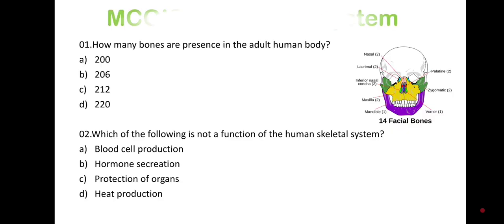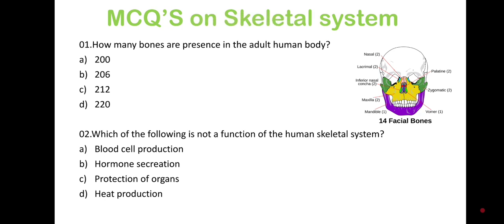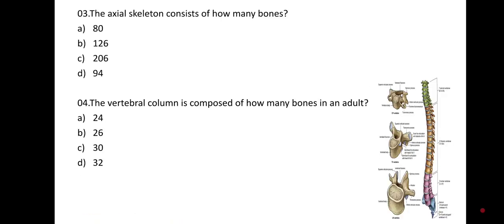Now let's see some MCQs on the skeletal system. First question: how many bones are present in the adult human body? The correct answer is B, 206. Second question: which of the following is not a function of the human skeletal system? The correct answer is D, heat production. The third question: the axial skeleton consists of how many bones? The correct answer is A, 80 bones.